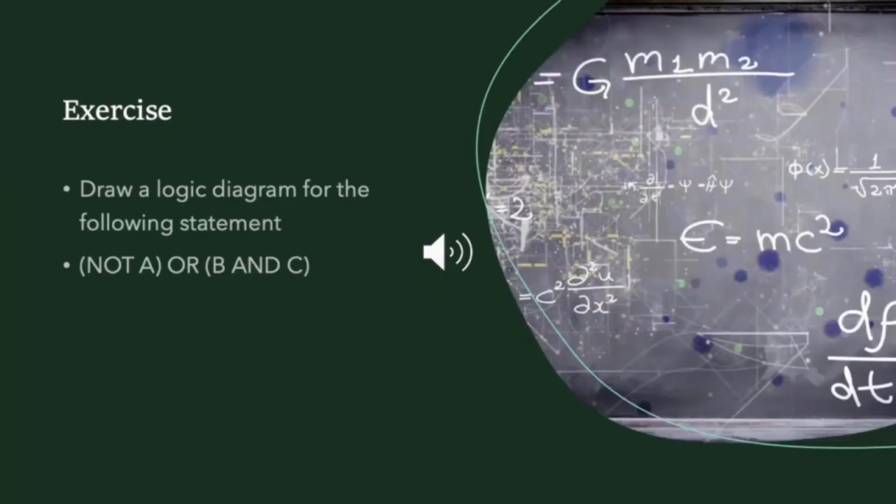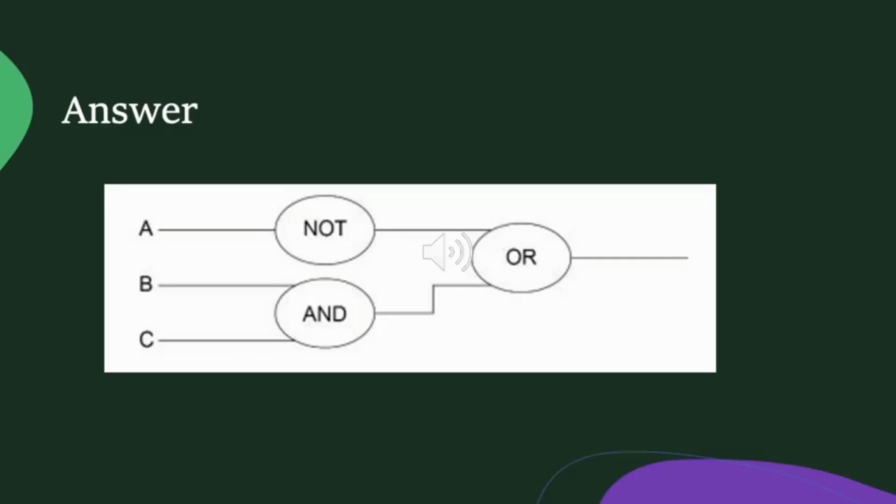So here is an exercise. Draw a logic gate for the following statement: not A, or B and C. Here is the answer to the previous question. So here we see one input A for the NOT gate and 2 inputs B and C for the AND gate, and then the final gate OR connecting the outputs for the 2 previous gates.